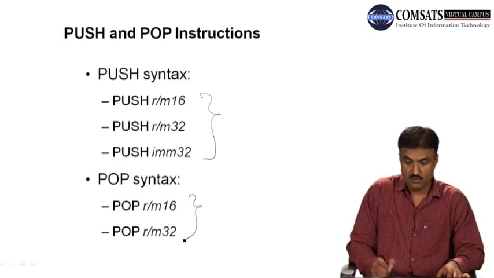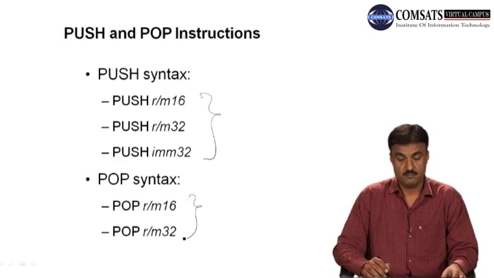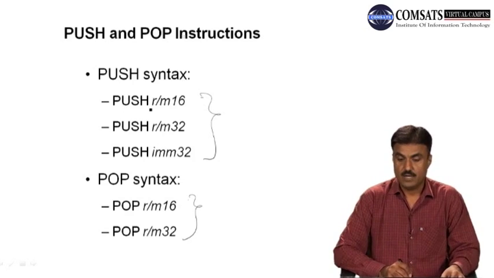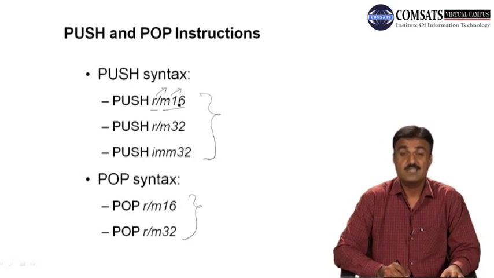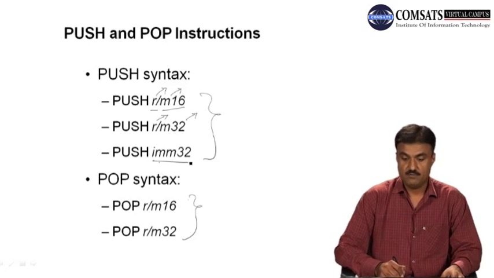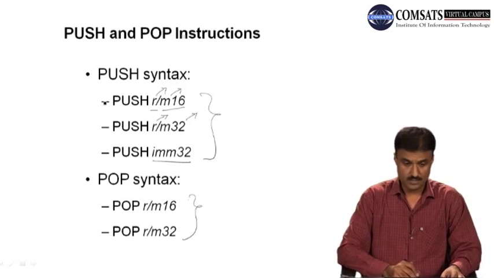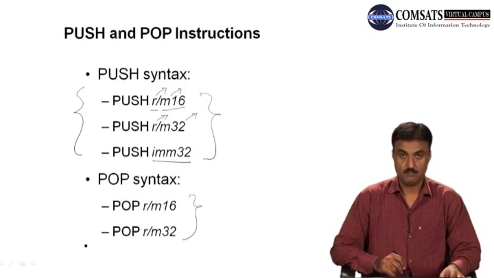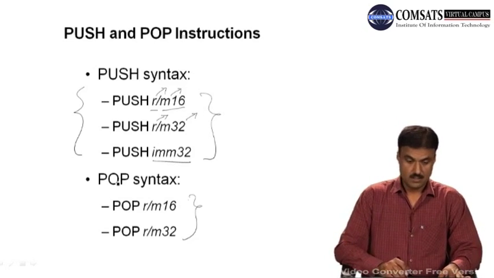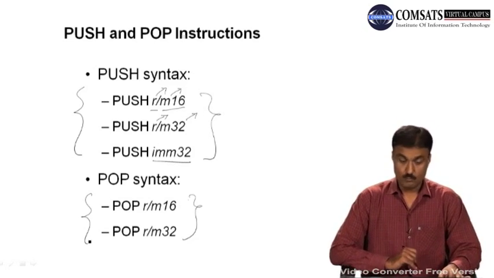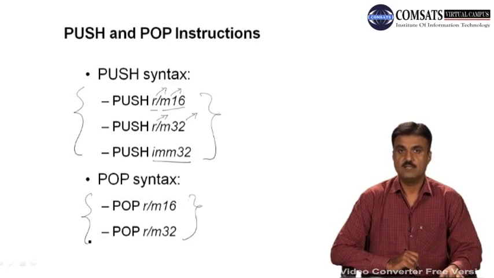Here you can see we have multiple instructions, or multiple formats or syntax, for push and pop. First one is we can have push R or M16. We can push any register value or memory of 16 bits. We can push and pop a register or variable of 32 bits, and we can have an immediate value for 32 and 16 bit and so on. Here you can see all these push operations that you can perform inside assembly, and also we have the pop operation.